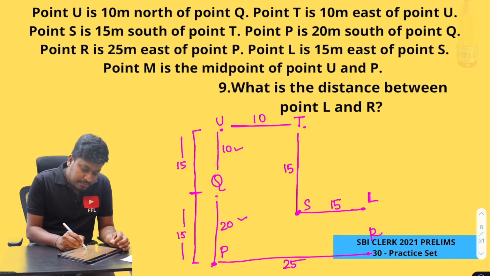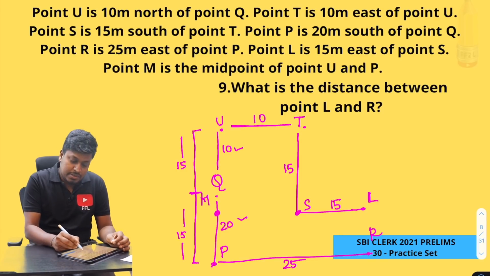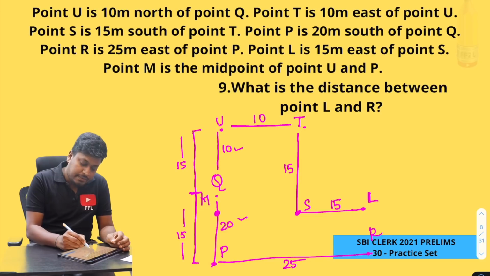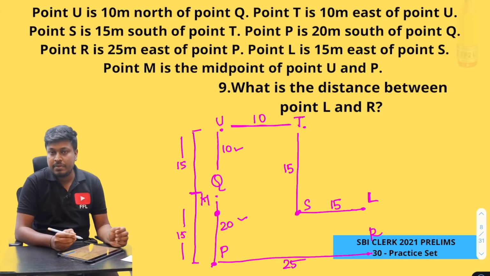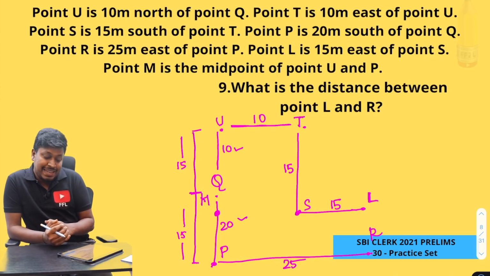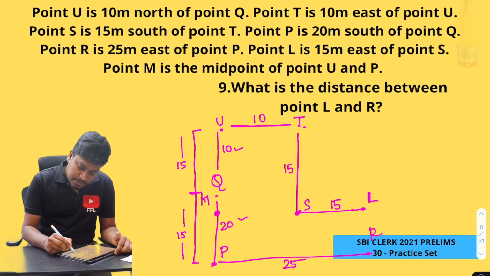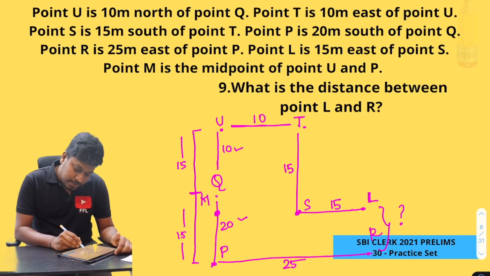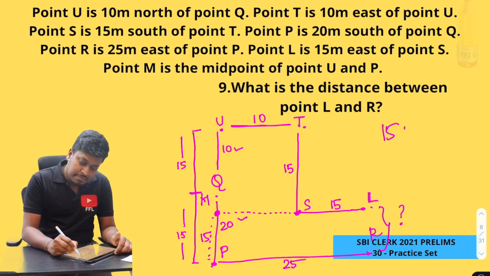So at the midpoint we have a letter M, so it will be definitely at this point. Why? Because you know T and S is 15, so definitely U and M is also 15. Got it? So first question, what is the difference between L and R? So we need to find the difference between L and R. We already know that between M and S, this becomes 15. So we can say between L and R it must be 15 meters.